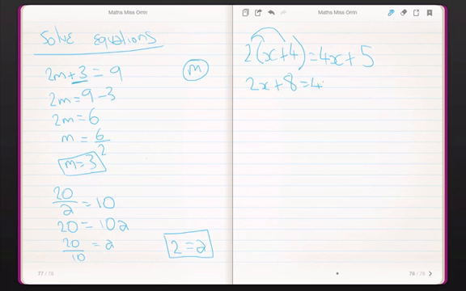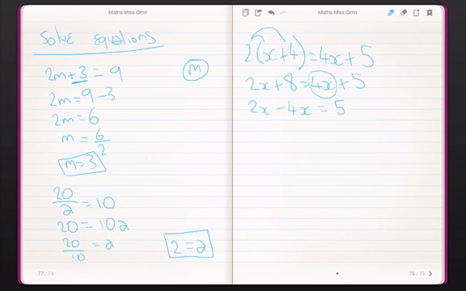And we'll leave the other side as it is for now. Okay, what we're going to do now is put all the x's together and then put all the normal numbers together, okay? So let's leave the x's on this side. So we've got 2x, and we want to bring this one over to the other side. Now this is currently just a normal positive 4x, so we'll have to make it a negative 4x if we're going to move it to the other side, okay?